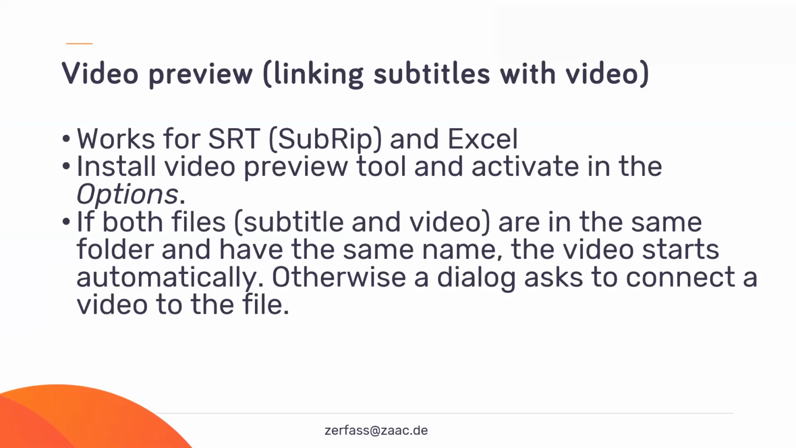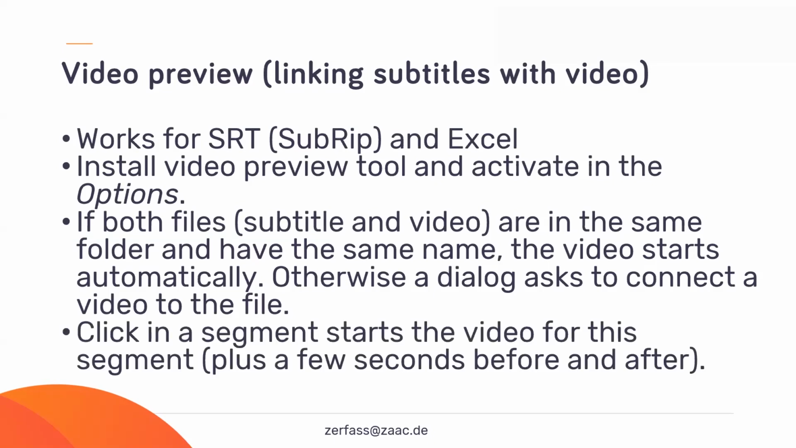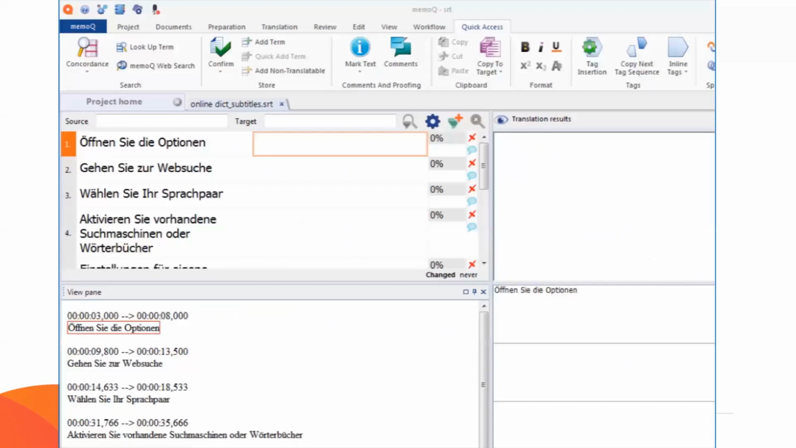Otherwise, if they don't have the same name, are not in the same folder, you can link them. There's a dialog that asks you to connect the subtitle file with the video. So clicking into the segment would then start the video with the part of that subtitle, a few segments before and after as well. I have a small example here.